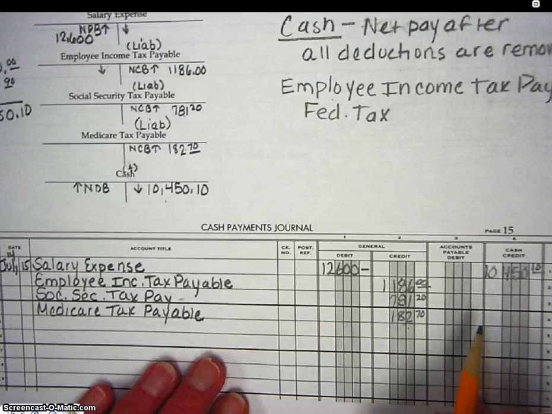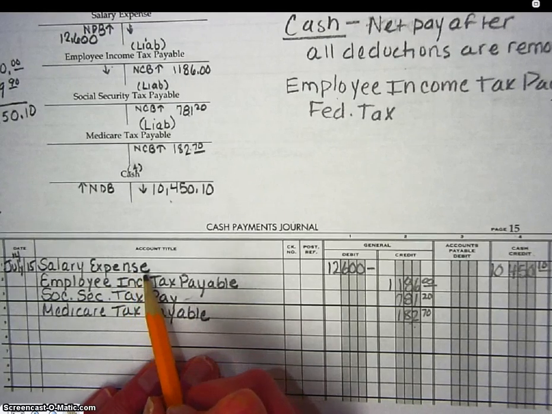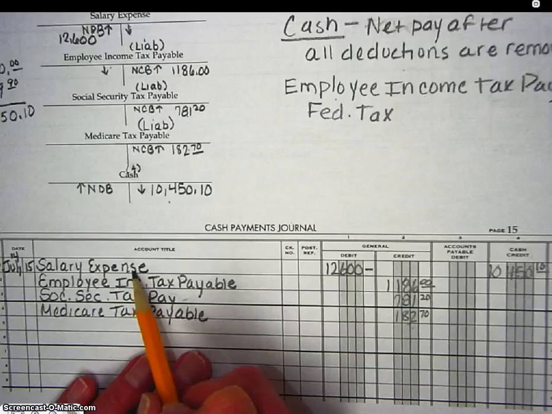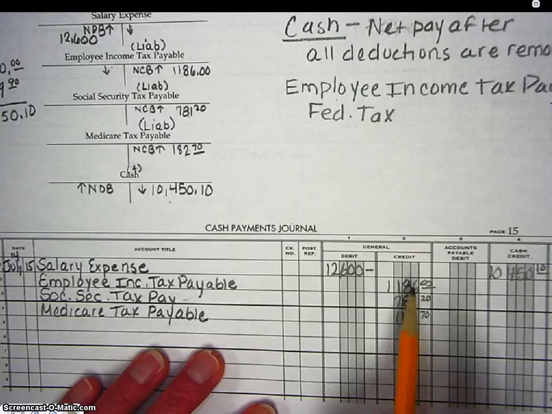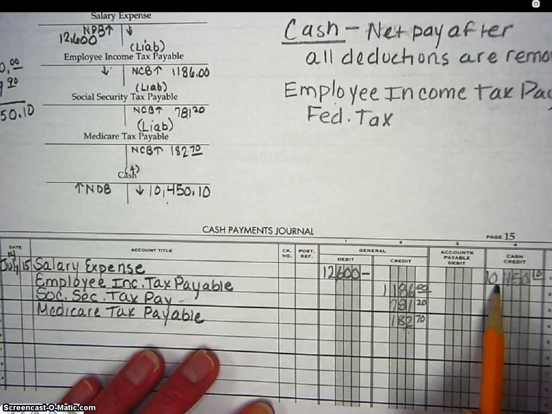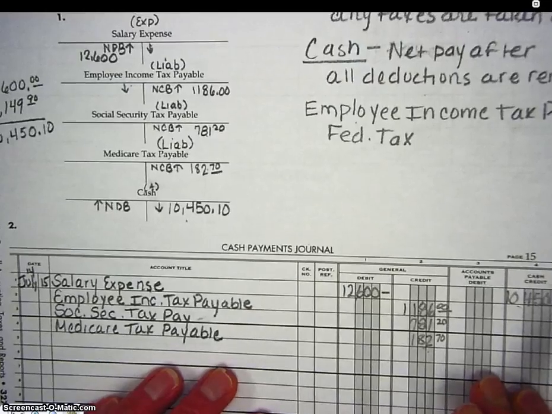So what we have just done here is we just recorded that, yeah, we are going to pay our payroll. We have to journalize it, and when we actually journalize it, in chapter 12 we were planning it out. Now we're going to actually journalize it. So our total salary expense for all our employees was the $12,600. Here are the different taxes that we're paying: the federal tax called employee income tax payable, Social Security, and Medicare. So we take our gross pay minus our 3 taxes, and that gives us the net pay of $10,450.10. So hopefully that makes sense to you.